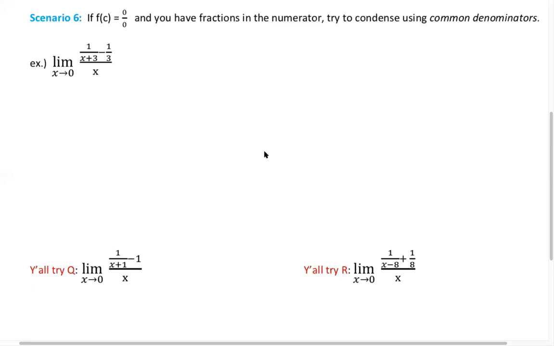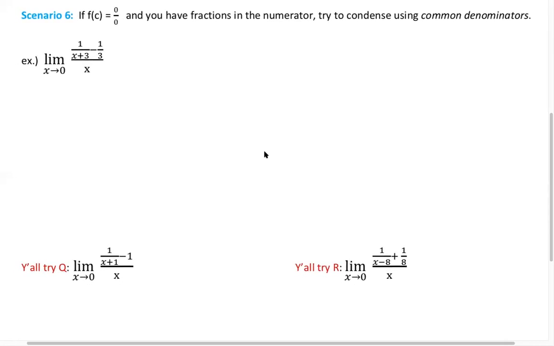Well, ladies and gentlemen, if this felt like a tough one to you, you're in good company. Felt a little bit tough to me as well. So that concludes scenario 6, using common denominators. I want you to try, y'all try Q and y'all try R. Those are the final 2 examples. Do the best you can, and remember, I did put the answer key right on the YouTube channel in the description of this video section.